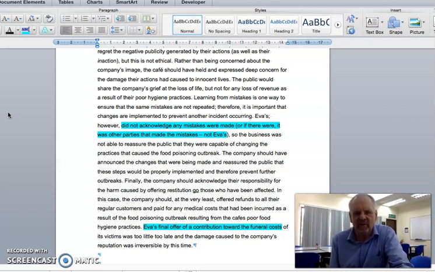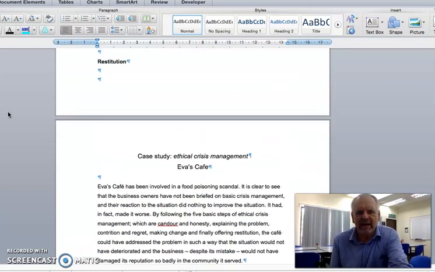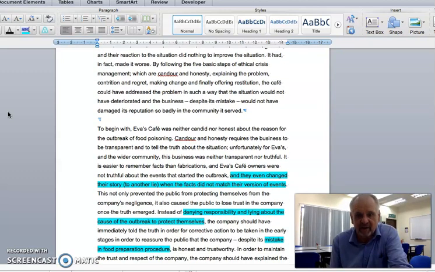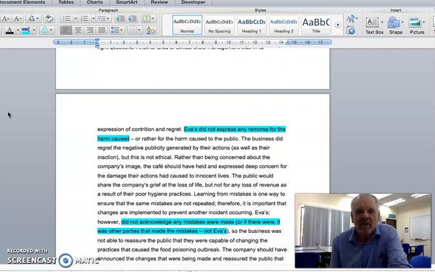Your job is not to give a detailed step-by-step account of what happened. Your job is to pull out the relevant steps that Eva's took, so that you can explain this was not candid and honest, this was not explaining the problem, this is what they did. So even though I don't have much here, you might have a little bit more, but you're not going to have much more. Read the question. Are you asked for examples? How many examples are you asked for? Give them. Okay, that's all I want to say about the case study.